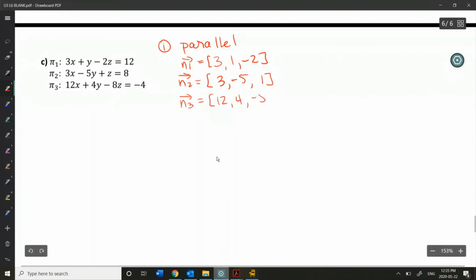And then we have 12, 4, negative 8. So these two planes are not parallel, and these two planes are not parallel, but I can see that if I take 4 and multiply it by normal 1, I actually get normal 3, making 2 of the 3 planes parallel. So 2 planes are parallel, third is not.